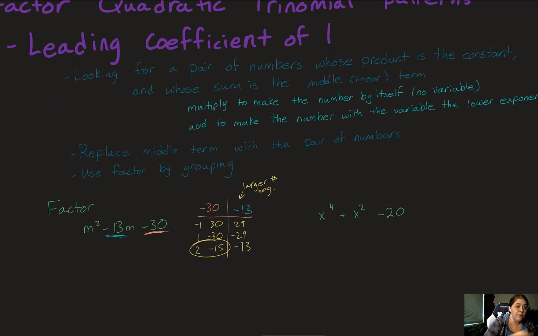All right, so what we're going to do is replace the middle term. So we've got m squared and minus 30. And in the middle, we're going to write plus 2m minus 15m. It doesn't matter what order you write those in. And now we're going to trigger factor by grouping. Make sure to put a plus sign in there. So m squared plus 2m plus negative 15m minus 30.